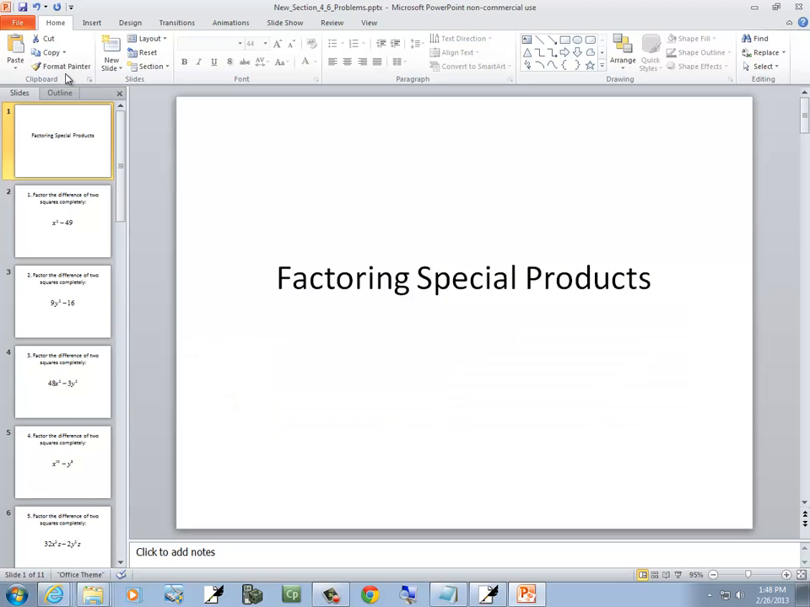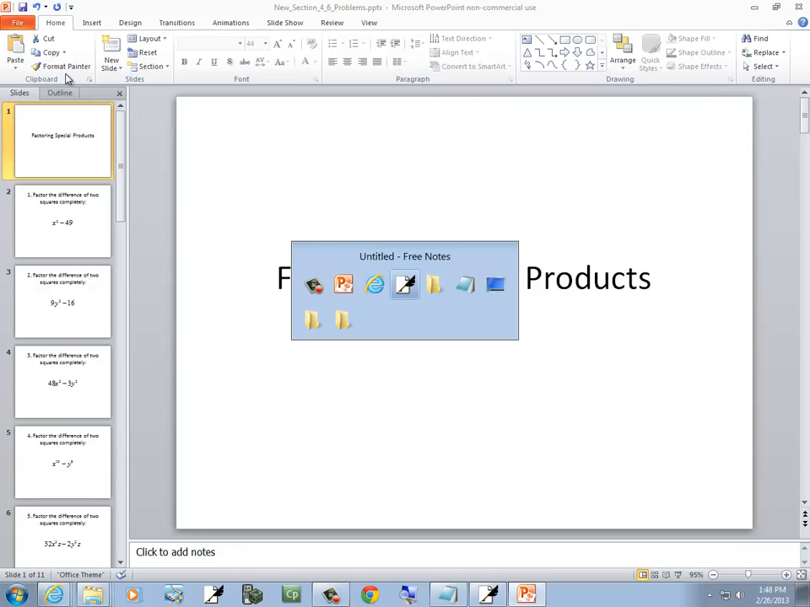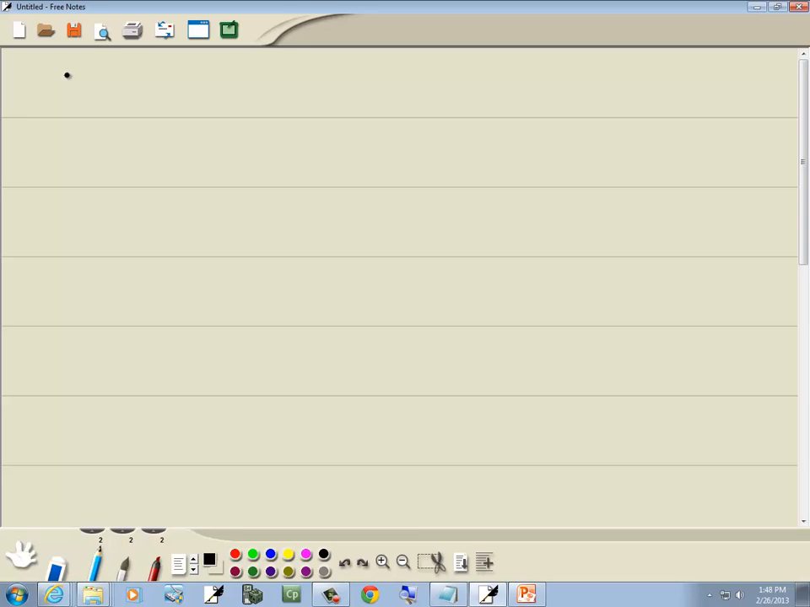And let's take a look at factoring special products. Now, just to review factoring a little bit here. Our first method of factoring was the GCF, which stood for greatest common factor. Remember, we always try to do that. Our second one was grouping, and that's when you have 4 or more terms.